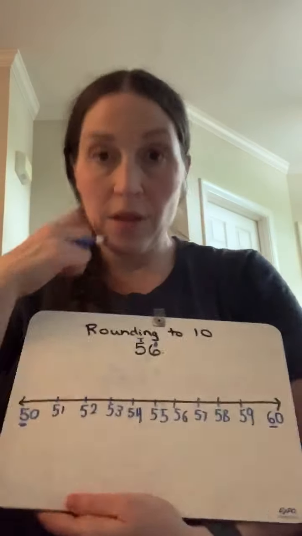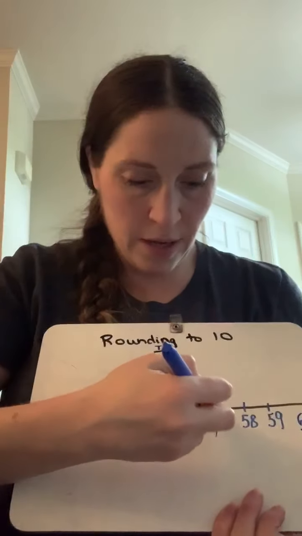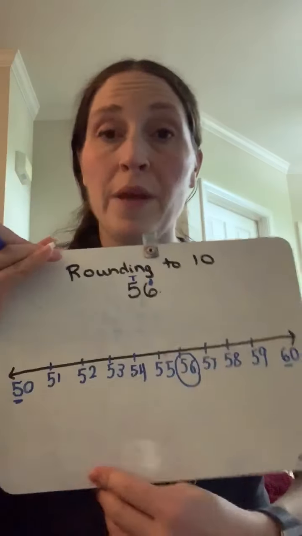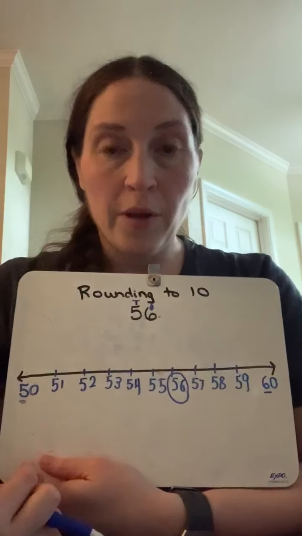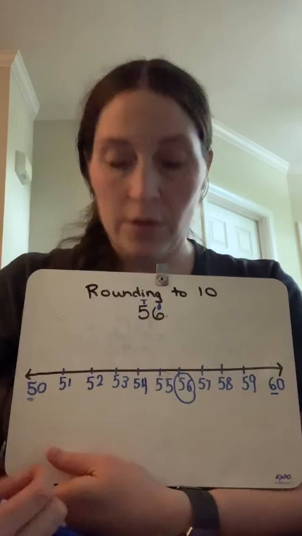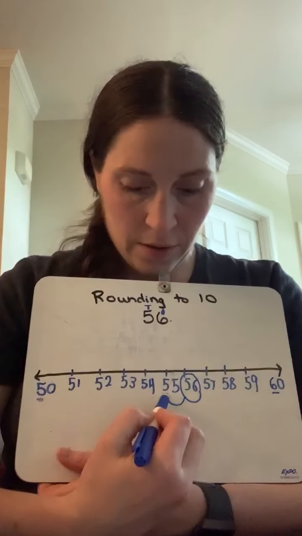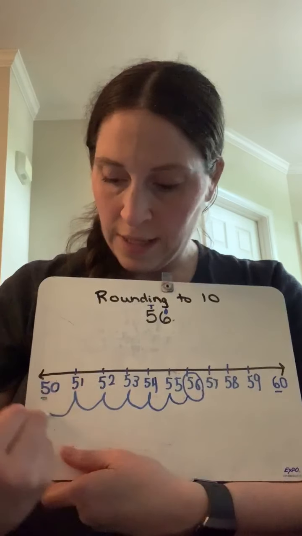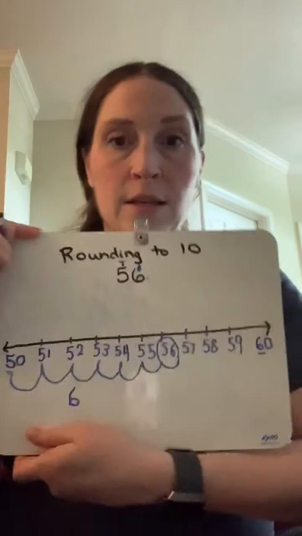All right, so the next thing we're going to do is find 56, and I'm going to circle it so I know where it is. So here's my 56, and then I'm going to make jumps from my 56 to either end of the number line so I can figure out which number it is closest to. So I'm going to start going to 50 first. So I'm going to just 2, 3, 4, 5, 6. So from 50 to 56 is 6 jumps.